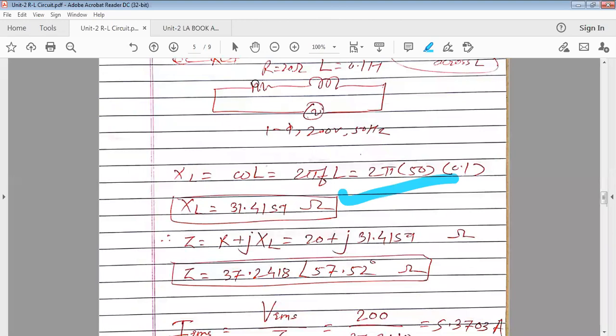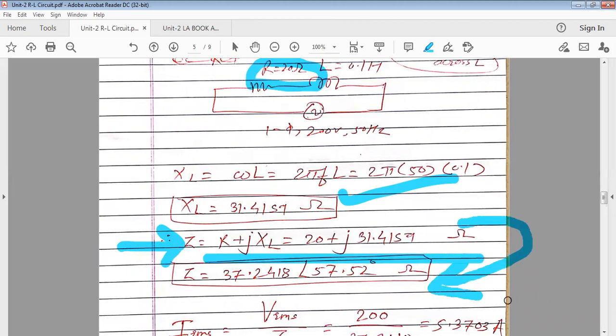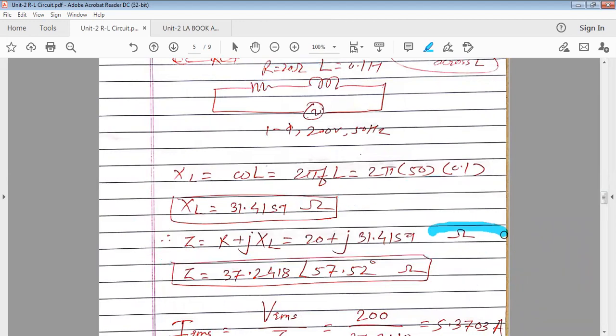Now we know R and we know XL. So can we calculate Z in rectangular form? The Z formula we have derived is just R plus jXL. Just put the values here. Using a calculator, can you convert rectangular to polar? Or you can calculate the square root: square of 20 plus square of 31.41, you will get this. And phi is tan inverse of imaginary part upon real part, or use the calculator to convert rectangular to polar. Up to this, everyone got it?